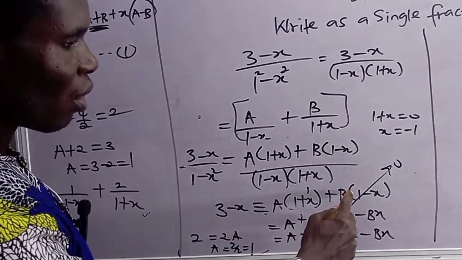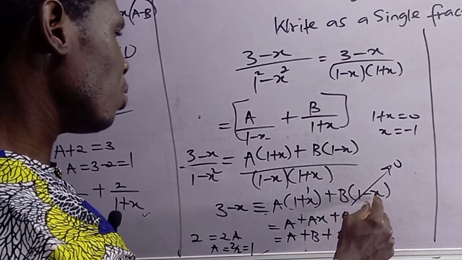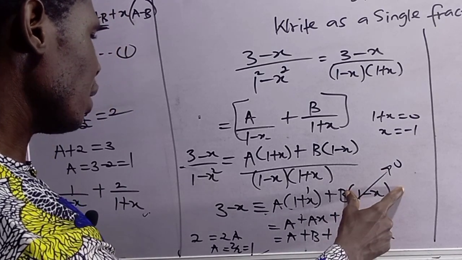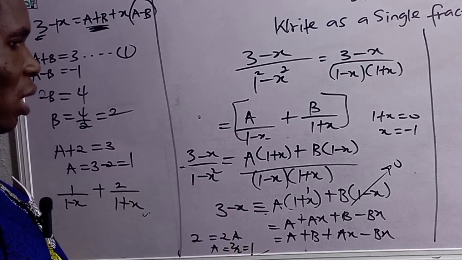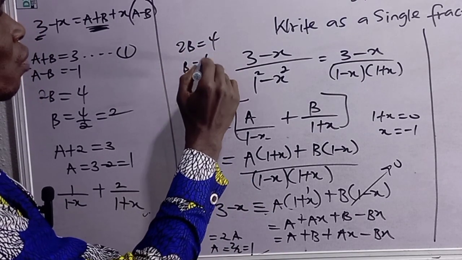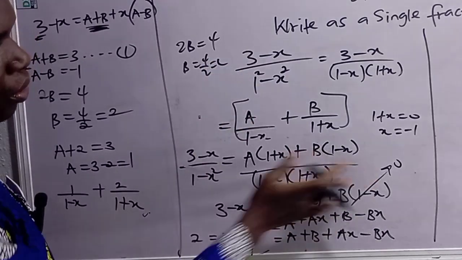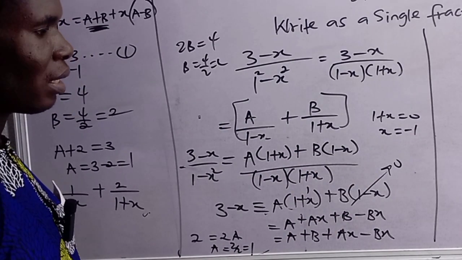So now we have 1 minus minus 1. So this becomes 2b. Then this is equals to 4, minus minus 1, 4. And we have 2b is equals to 4. B is equals to 4 over 2, which is 2. So we can just solve it that way quickly, and it is called the cover method.